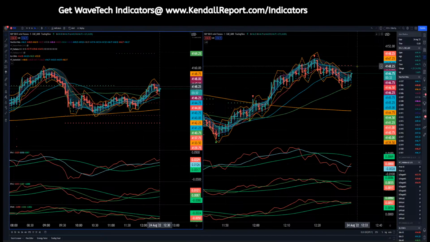So we came down to the 40 and got a little bounce, trying to get to that pivot. If we get above the pivot at 48, then we're probably going to run to the highs of the session.